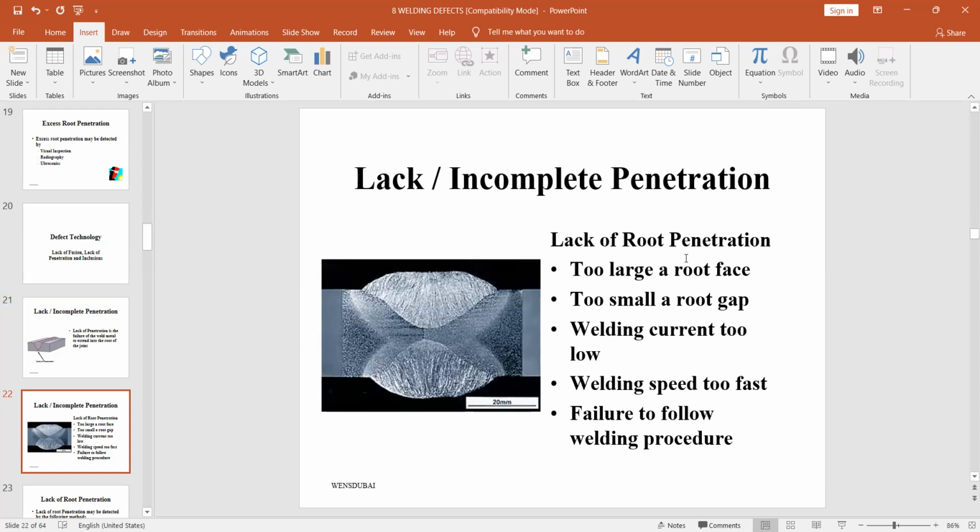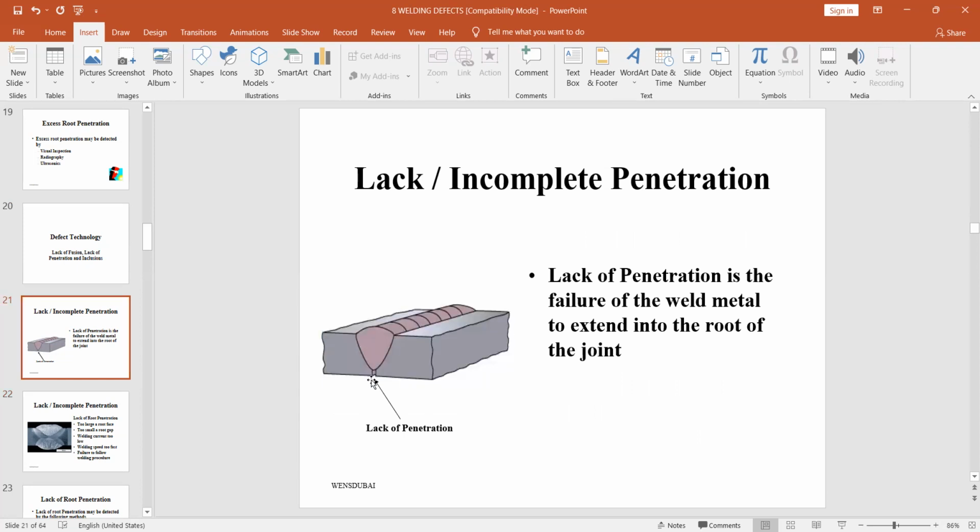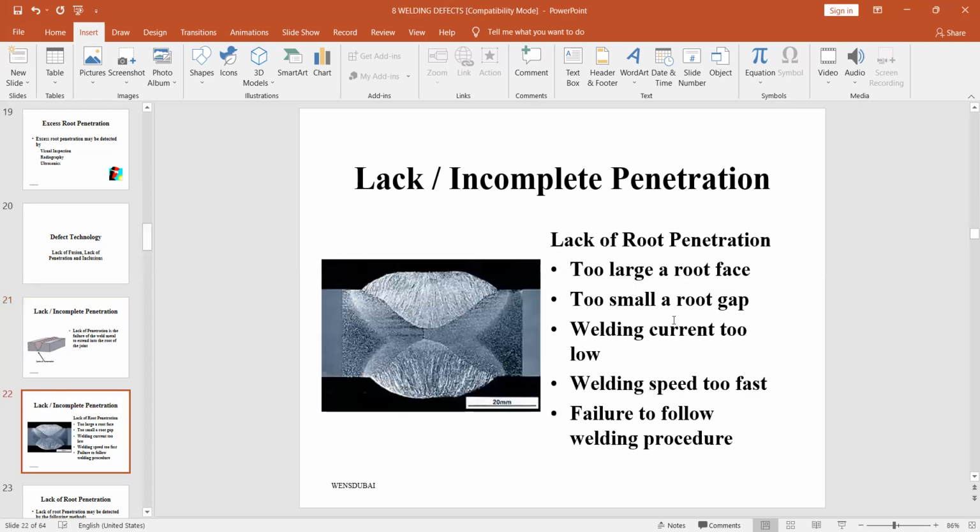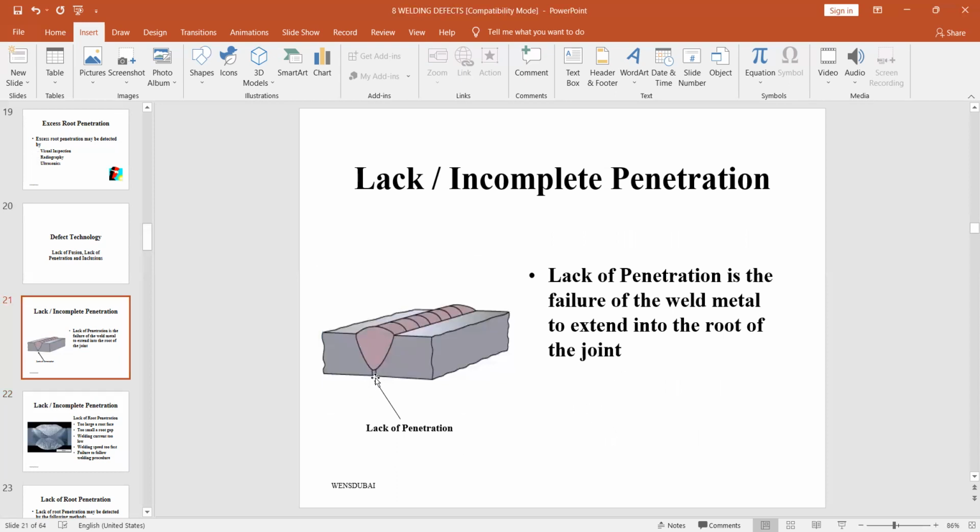Now, the reasons for lack of root penetration: too large a root face, meaning this portion here is known as the root face. Generally it's 2 to 3 millimeter, but suppose mistakenly sometimes it is 4 to 5 millimeter, then there are chances of getting lack of penetration here. Then too small a root gap. Generally 2 to 3 millimeter is necessary, and if this is very less, 1 or 2 millimeter, or sometimes they mistakenly do not keep any gap, you will get the discontinuity, meaning incomplete penetration here.